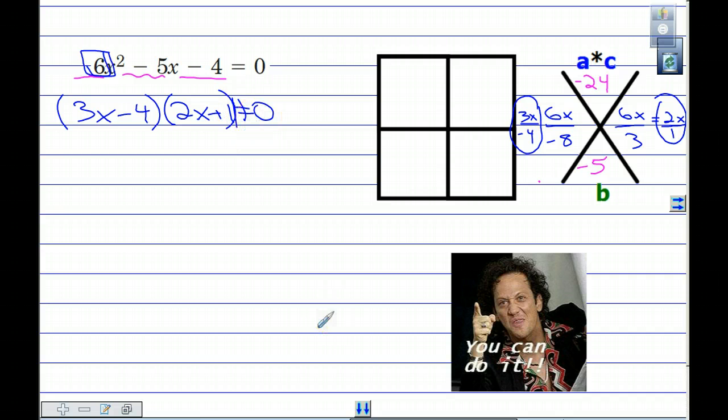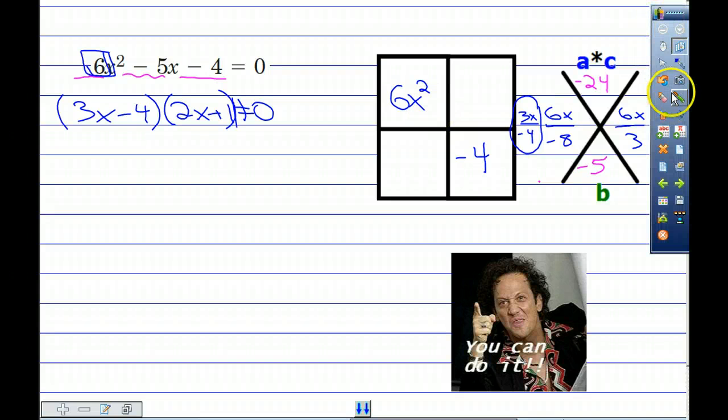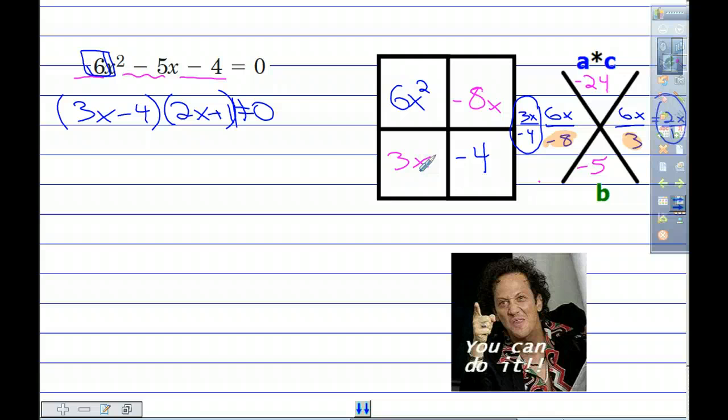Now, some of you know this box. We use this box a lot. To use the box, this is what you would be doing if your teacher taught you this. You'd be putting 6x squared here, whatever a is, with the variables. Whatever c is goes in the other corner. And then these two numbers that we just got, -8 and 3, put those in the other two spaces with a variable. So we put -8x and 3x. Again, this is optional. This is the method that you were taught and the one that you know, and this is what works for you. You can use this.